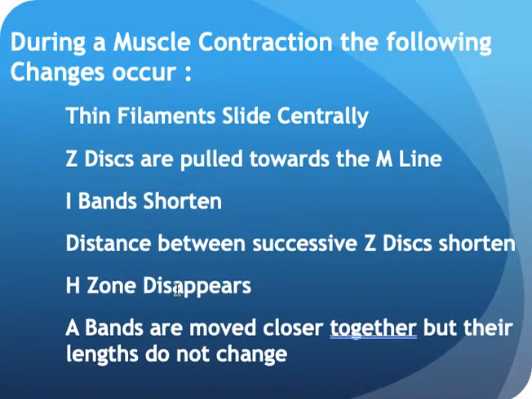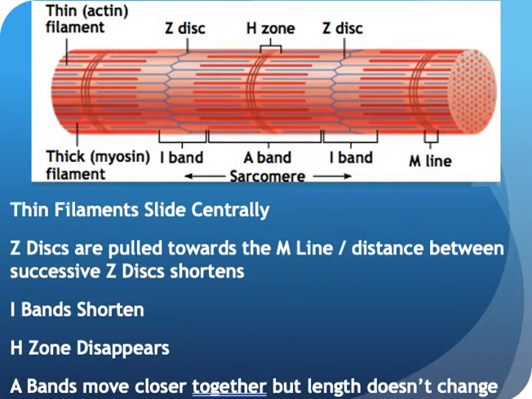Okay, the distance between successive Z discs is going to shorten. The H zone is going to disappear, and then the A bands are going to move closer together, but their lengths again are not going to change. Okay, so it sounds like a lot, but again, when we take the picture and we list all these things, we can piece it together a little bit easier.